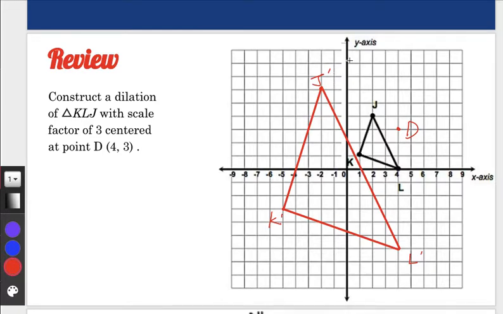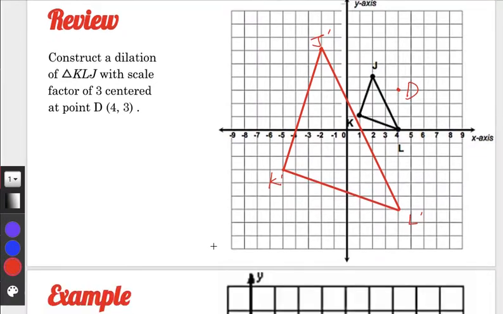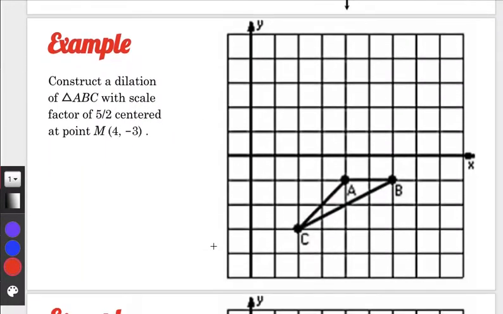So today we are going to work on a very similar example. However, instead of using a whole number as a scale factor, this time we have to deal with a fraction. What if we have 1.5? What if we have 3 over 2? Something like this. Then how do we construct the dilation? So let's check this example here.